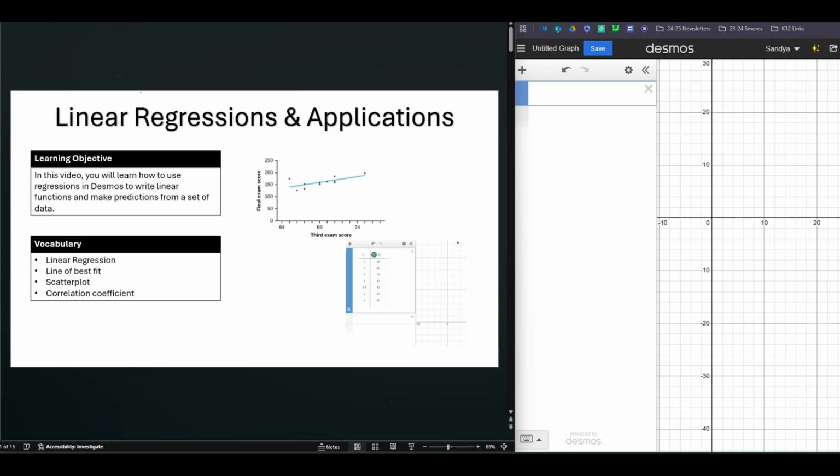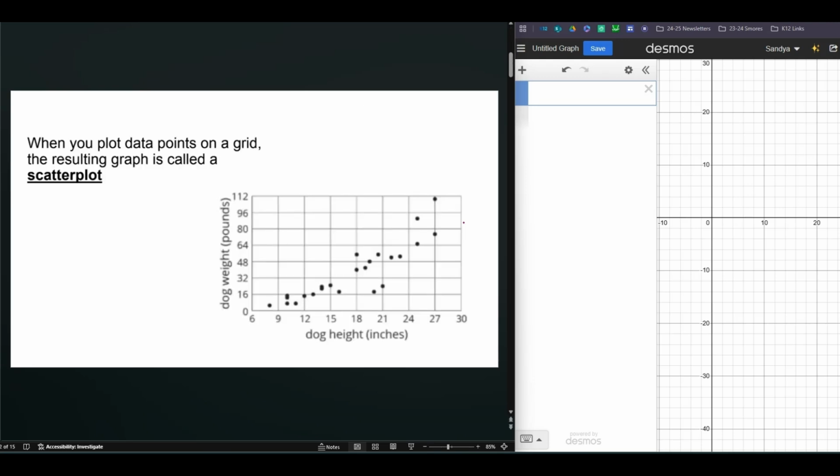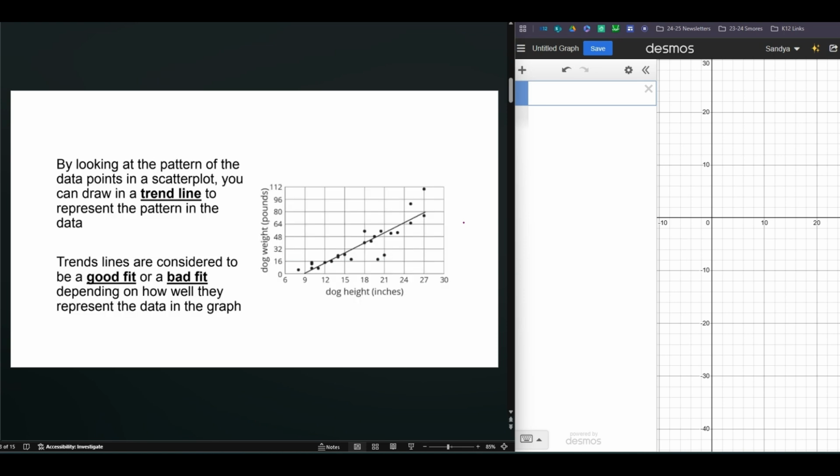So in this video, we're going to talk about how to use regressions in Desmos to write linear functions and make predictions from a set of data. When you plot data points on a grid, the resulting graph is called a scatter plot. By looking at the pattern of the data points in a scatter plot, you can draw in a trend line like this one shown here to represent the pattern that's in your data.